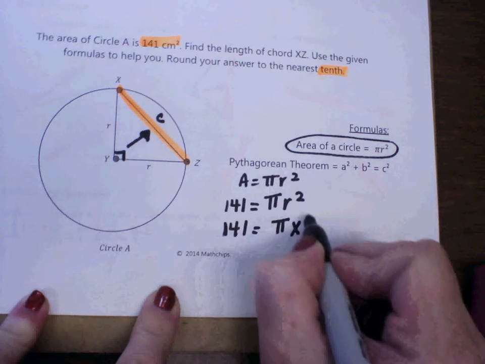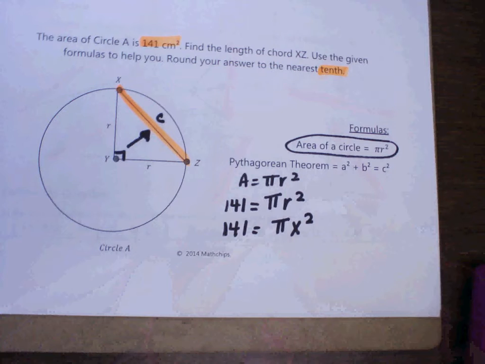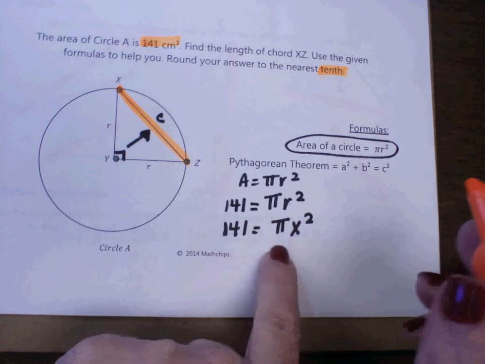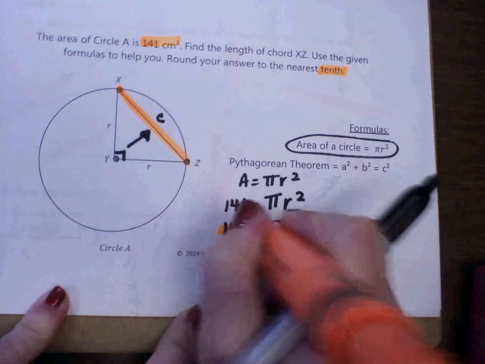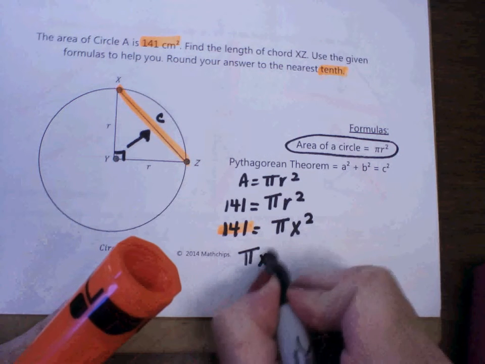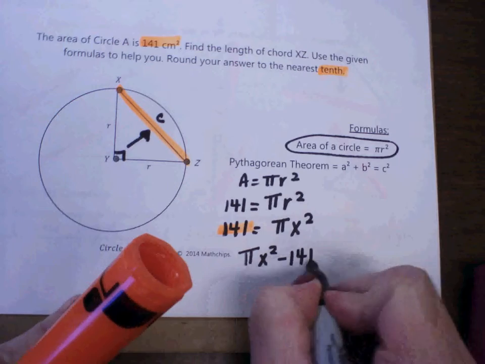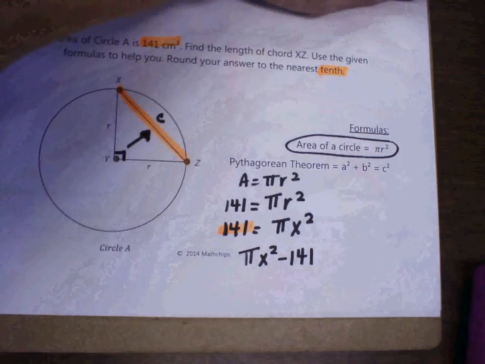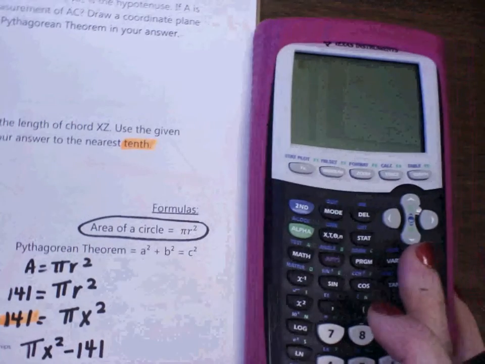Where can I go to solve this if it's an equation? Equation solver. Very good. So guess what? I'm not going to move pi x squared. I'm going to move what? 141. So let's go. Write what you haven't highlighted. Let's do it. All right.